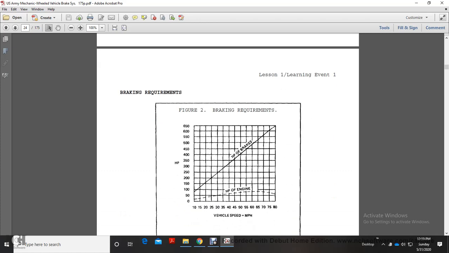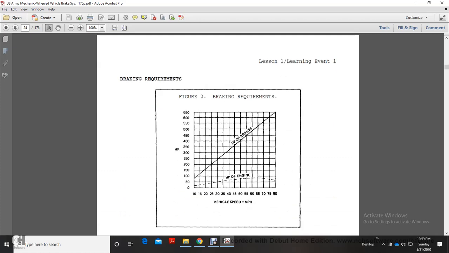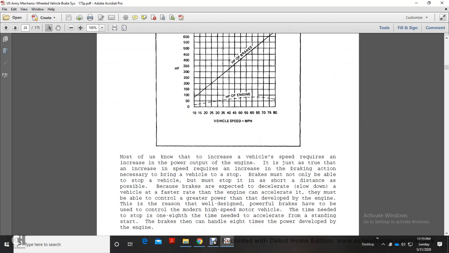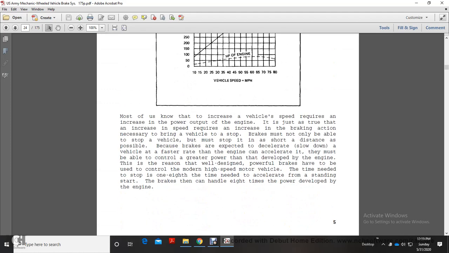Figure 2 shows braking arrangements, horsepowers, and vehicle speeds. Height, horsepower of the engine, horsepower of the brakes. As the vehicle speed increases, the power output of the engine must increase, and the same is true of the braking action necessary to bring a vehicle to a stop.